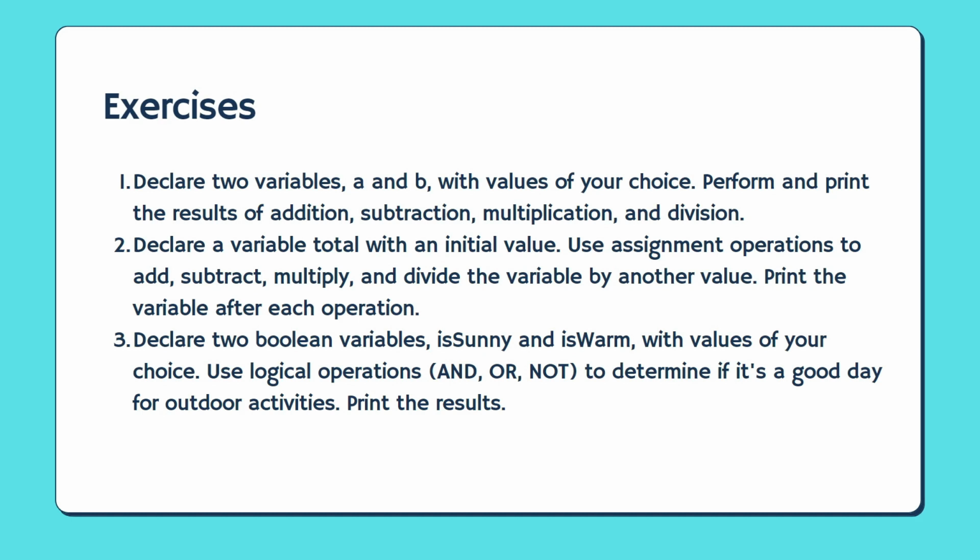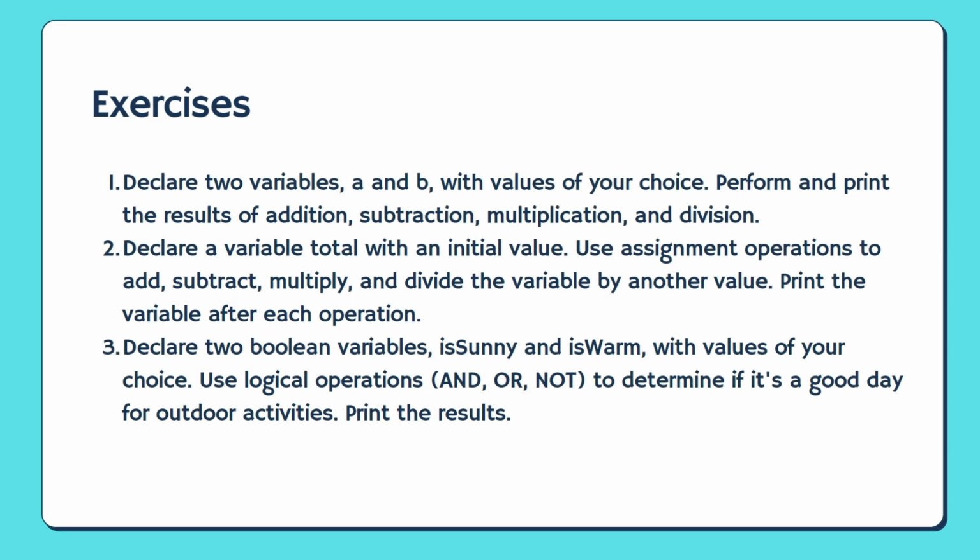Exercises. Number 1. Declare two variables, a and b, with values of your choice. Perform and print the results of addition, subtraction, multiplication, and division. Number 2. Declare a variable total with an initial value. Use assignment operations to add, subtract, multiply, and divide the variable by another value. Print the variable after each operation.